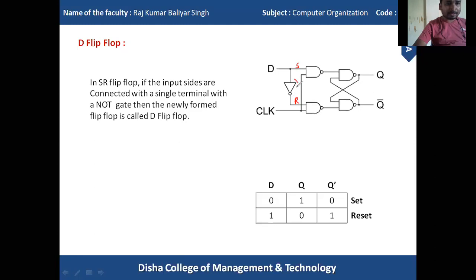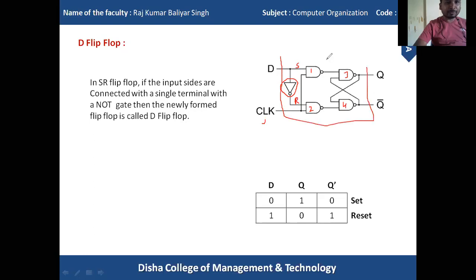I will tell you why it is connected with the NOT gate. Both gates are connected with the clock, as I numbered them 1, 2, 3, and 4. So this flip flop is called D flip flop.